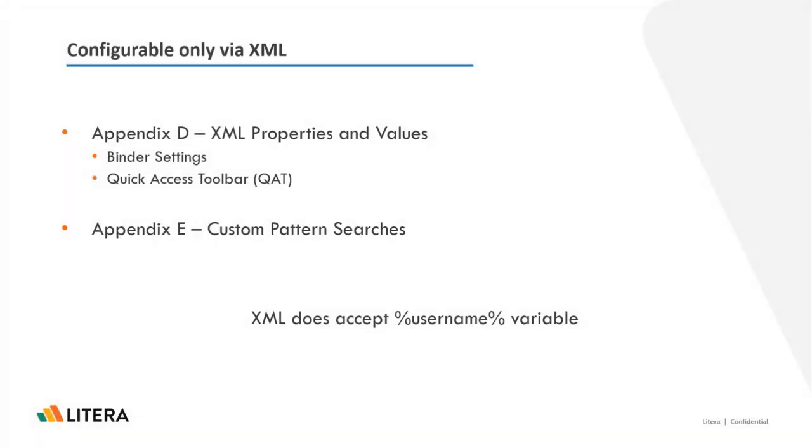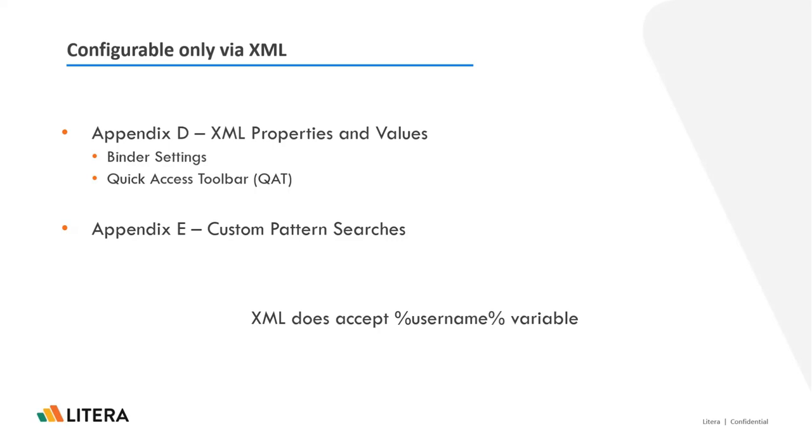So some configurations are not in the user interface. I just wanted to mention some here. You'll want to reference the administrator's guide for these. So Appendix D, there are some binder settings. So if you're going to be using pdfDocs in binder mode, you may want to define some defaults. The quick access toolbar, the QAT for binder and organizer are different. So if you want to deploy a standard QAT for your organizer or binder, you're going to look for it in Appendix D.